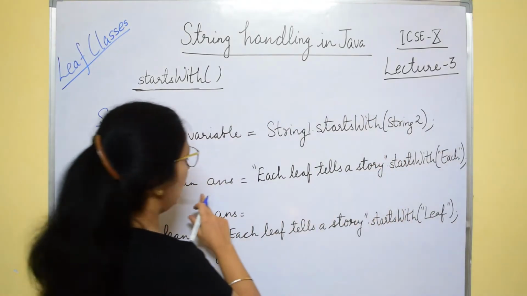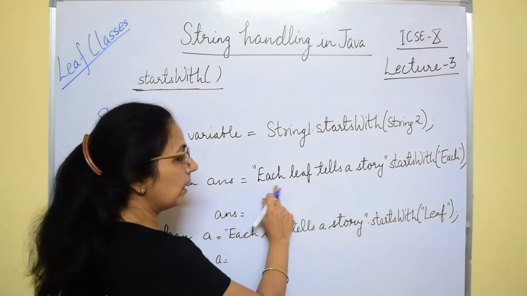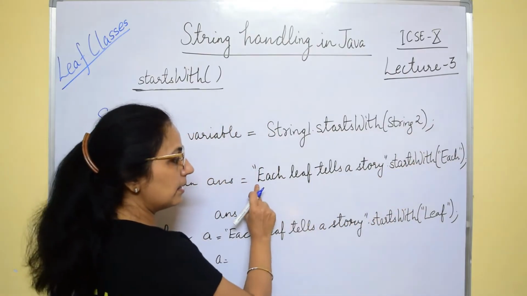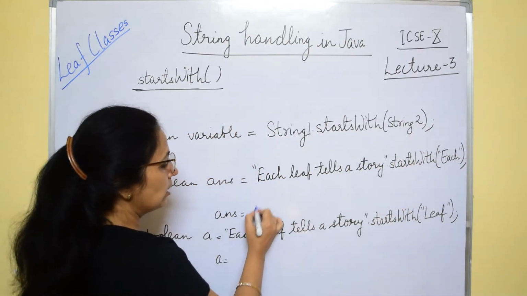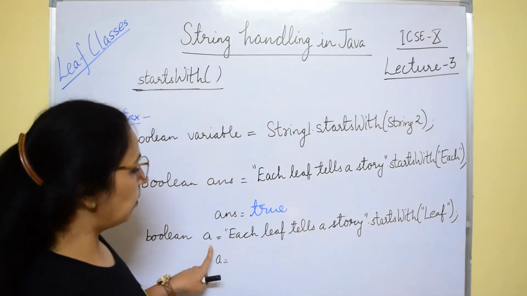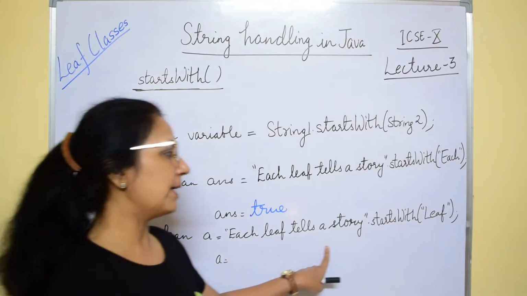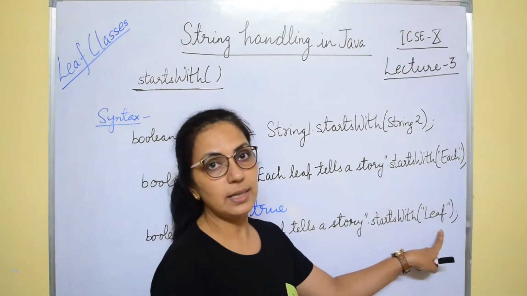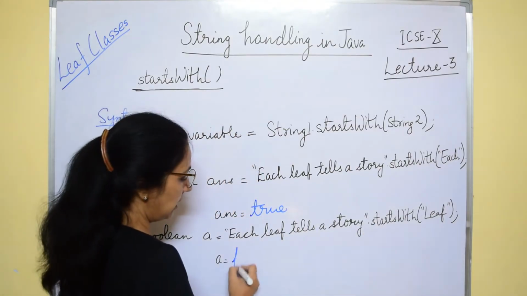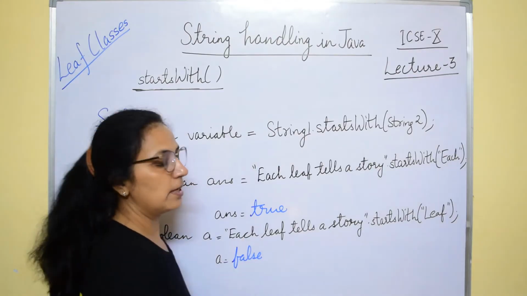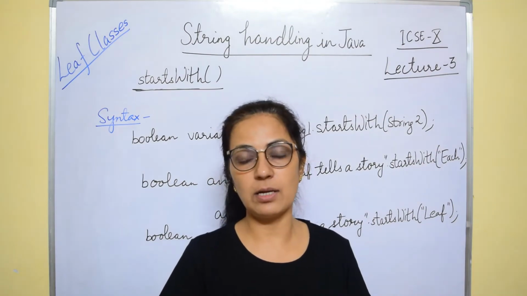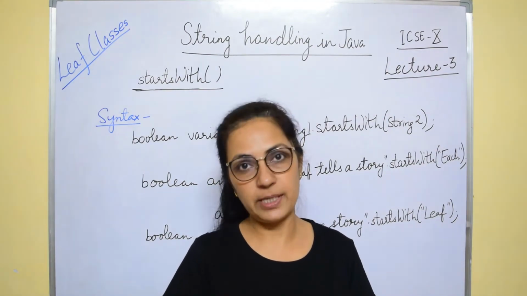Let's take the example. Boolean ans equals "Each leaf tells a story".startsWith("each"). Yes, this string is starting with the word each, so the answer will be true. And the next example is boolean a equals "Each leaf tells a story".startsWith("leaf"). Is it starting with the word leaf? No. So the answer is false. So we have completed all the functions of strings which are in your syllabus. In case of any doubt, please do comment.